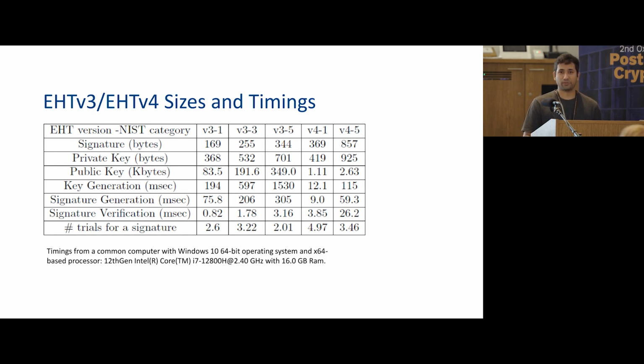Version 3 is super fast in the signature verification process because it's just a simple matrix multiplication. But in version 4, it's slightly slower. And those are the specifications of my personal laptop that I used to run this.